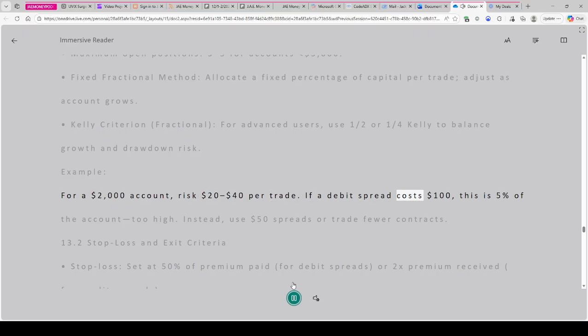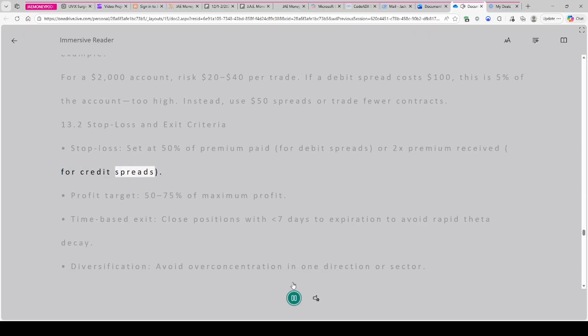If a debit spread costs $100, this is 5% of the account, too high. Instead, use $50 spreads or trade fewer contracts. 13.2 Stop loss and exit criteria. Stop loss, set at 50% of premium paid for debit spreads, or 2x premium received for credit spreads.